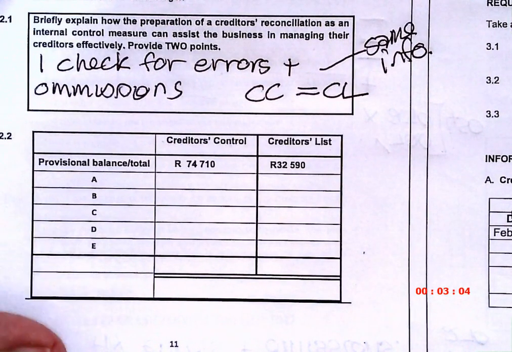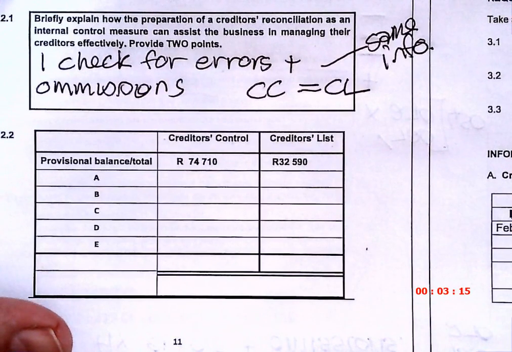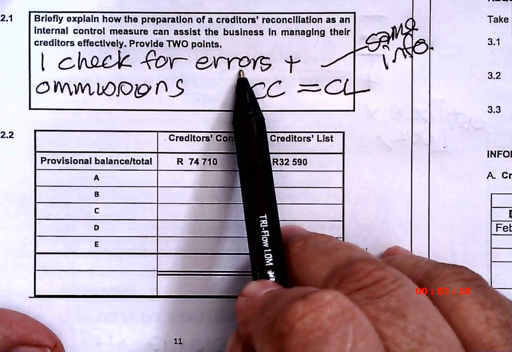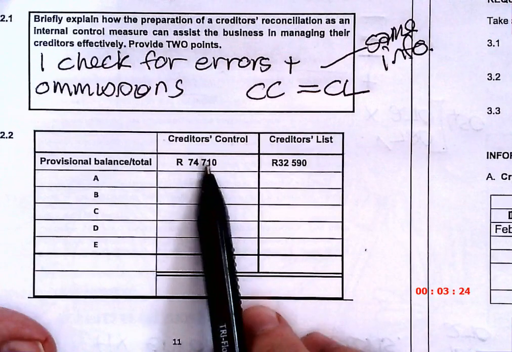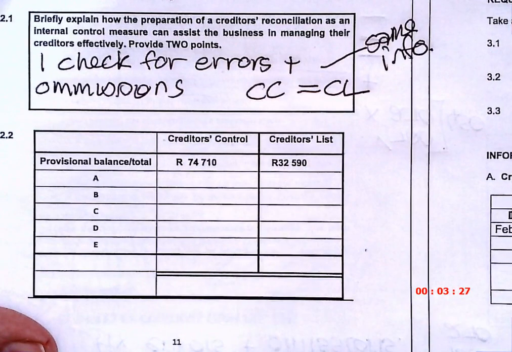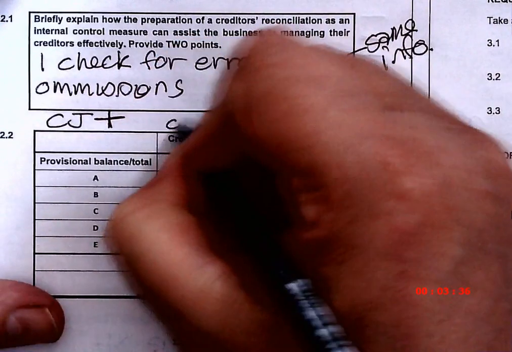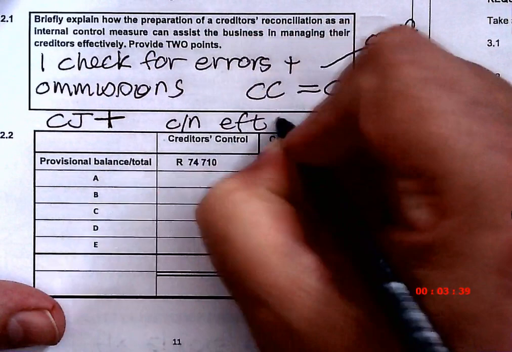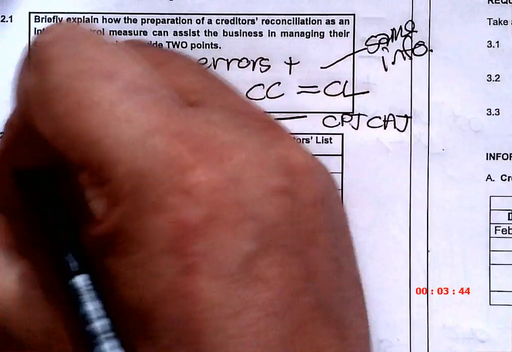So if they are not the same, it means somewhere I forgot to post something, or I posted it to the wrong side, or I posted it the wrong amount. Okay, so it helps clear up mistakes and stuff I left out. Now can you see creditors control and creditors list, both work minus plus. So for yourself, just remember, if it's a CJ, it's a plus. If it's a credit note or an EFT, it's a minus. In other words, a CPJ and a CAJ. Nee. The CJ would be an invoice.